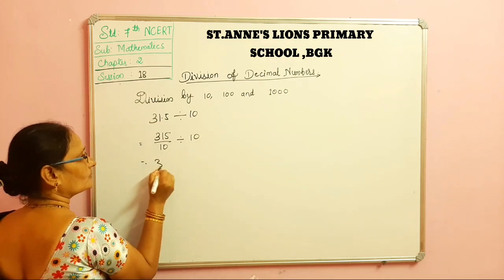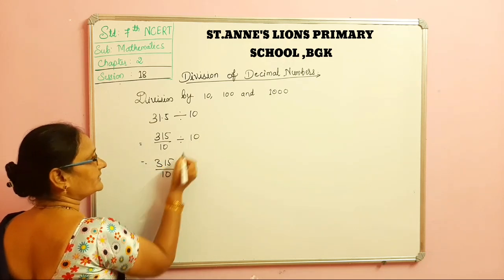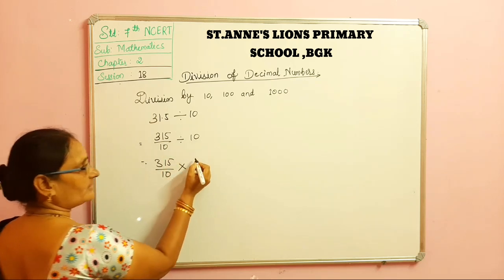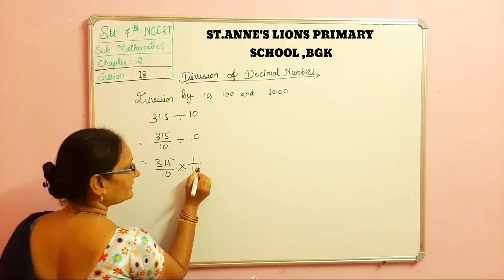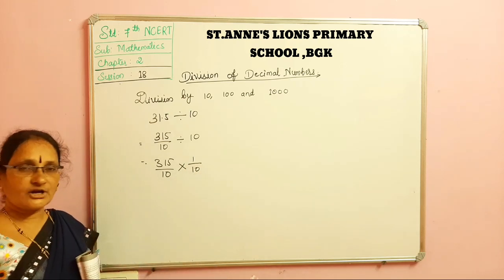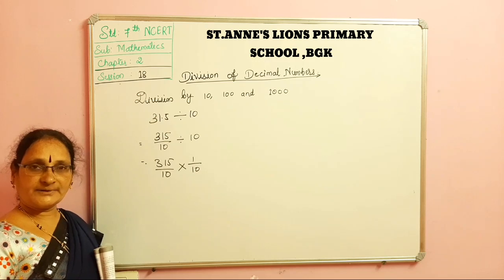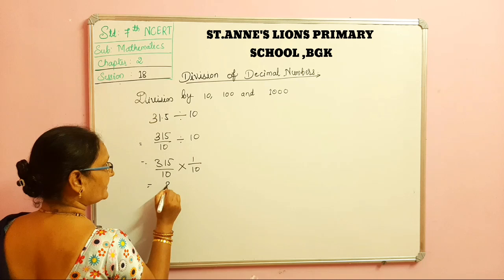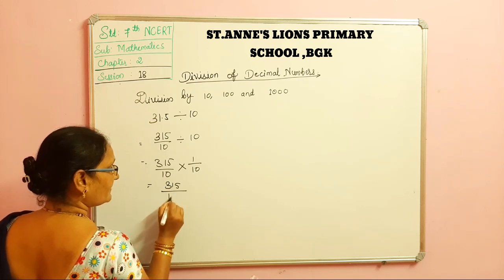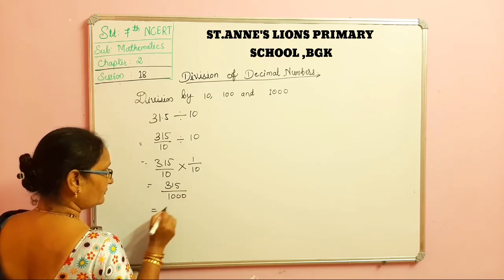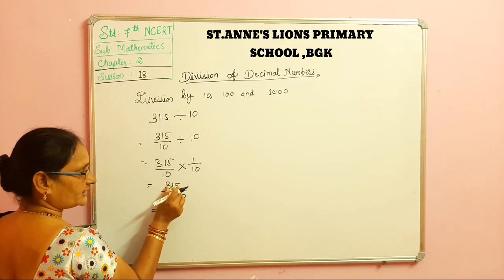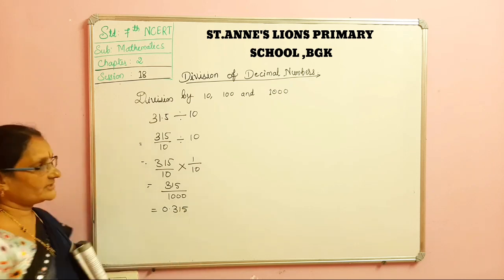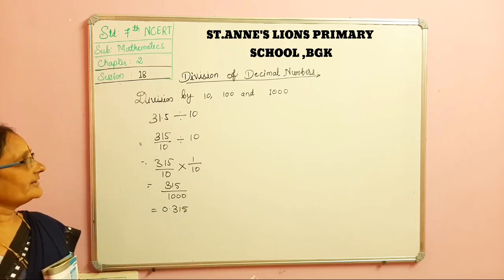You know 315 by 10 division, if it converts into multiplication, this 10 by 1 will become the reciprocal of 1 by 10. This you have done already, reciprocals, multiplication of fractions. So this is nothing but numerator to numerator, 315 divided by 1000. So how can you write this? Here 3 zeros, leave 3 places, give the point. 0.315 is the answer. Very simple.